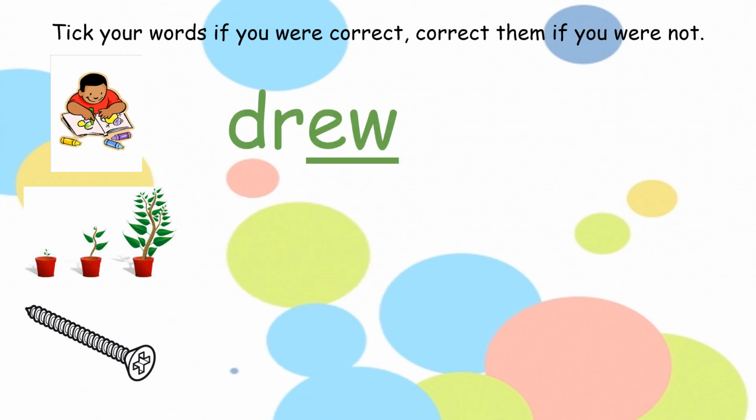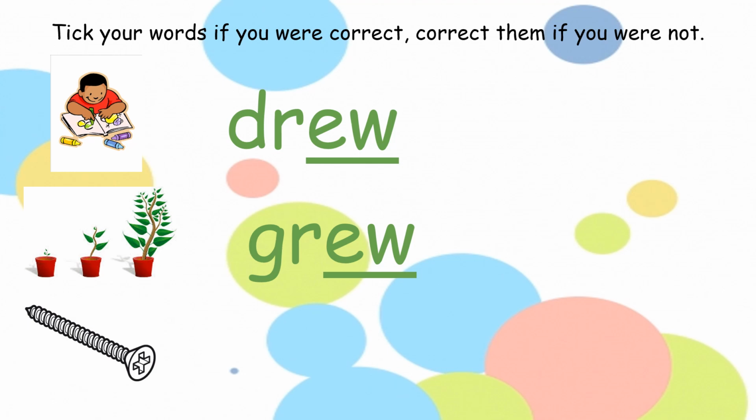Your second word, grew. How many sounds? We have 3 sounds. Hold up your 3 fingers. Say the word grew. Now pinch your sounds. G, r, u, grew. There's the word.